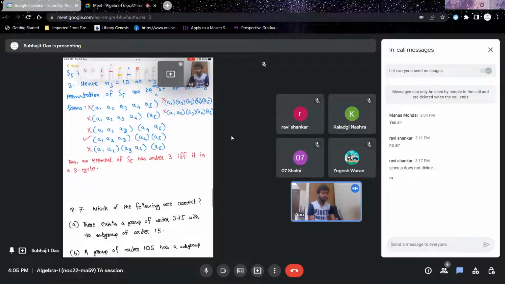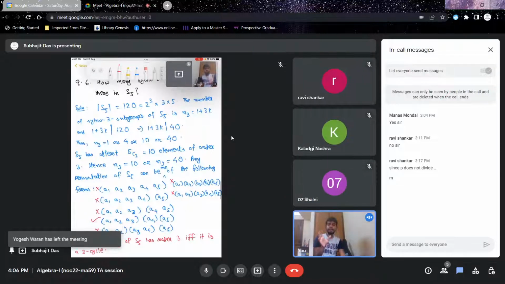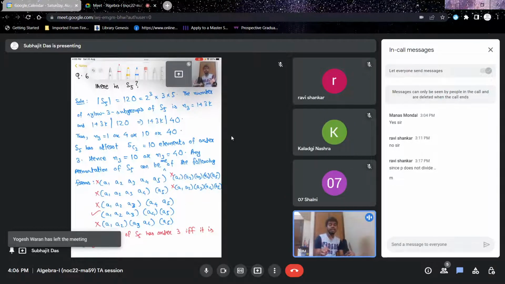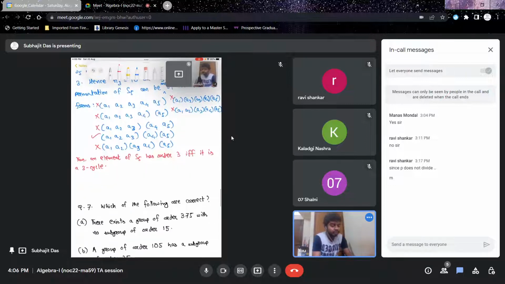And what is the total number of 3 cycles? What I'm trying to say is the total number of 3 cycles has to be, let me just say it precisely. So the number of 3 cycles of S5 is, so A1, A2, A3, right? You just need to select 3 symbols, and you need to keep in mind the ordering also, right?